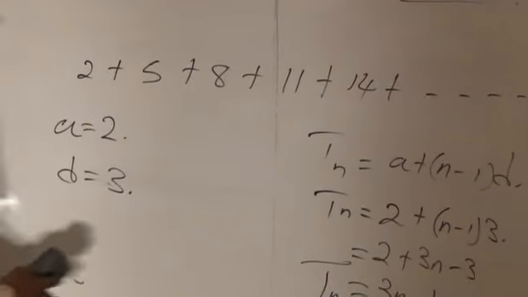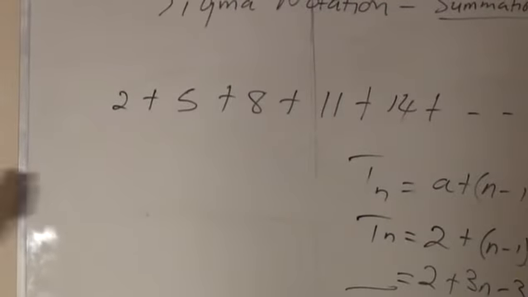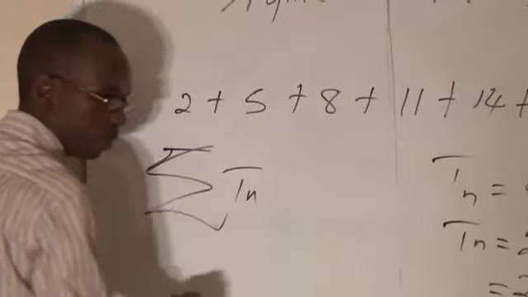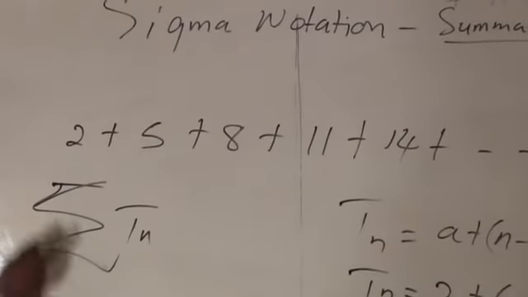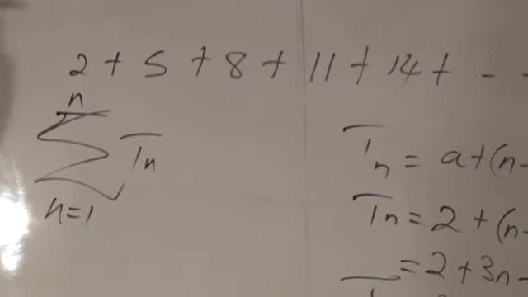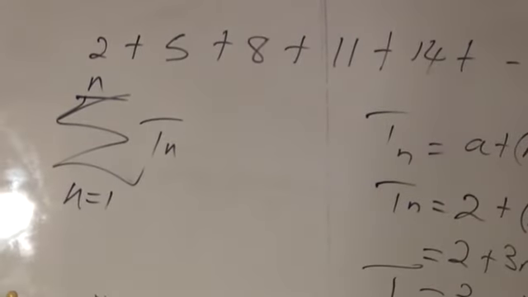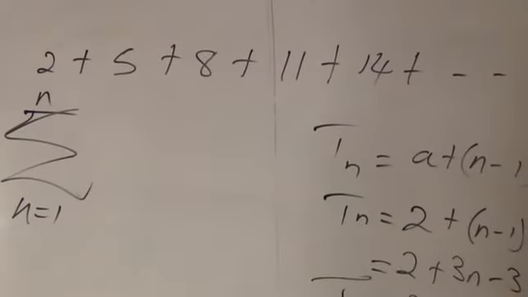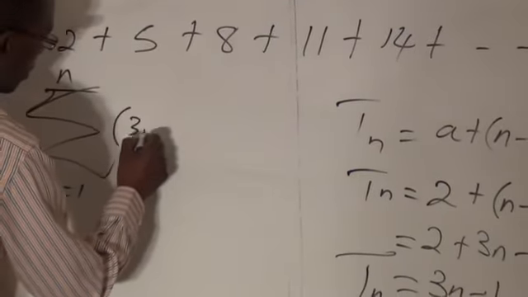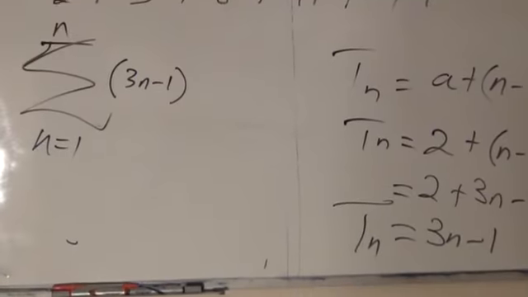If that is the case, then how can we write this series using our sigma notation? Our sigma notation, once we have our Tn, will always be the term unique to the series, and obviously we start from term 1, and we can get to any other term, n. So what is Tn? We have seen that Tn is equal to 3n minus 1. So this whole series can easily be written as the summation of 3n minus 1 from n equal to 1 to n. Let's see if that is true.